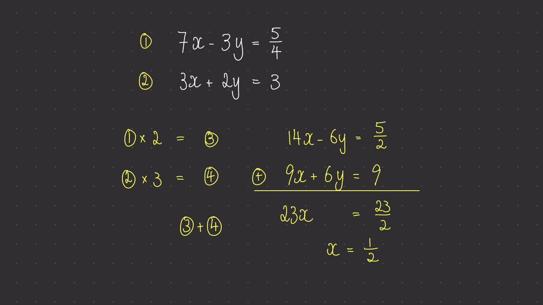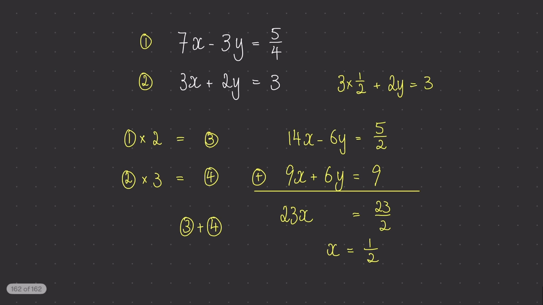So let's use the second equation here. 3 times a half, which is my value of x, plus 2y equals 3. So we've got that 3 over 2 plus 2y equals 3. You can subtract the 3 over 2. So 2y equals 3 over 2. Finally, dividing both sides by 2, y equals 3 over 4. Remember to plug those back in to double check your answer.